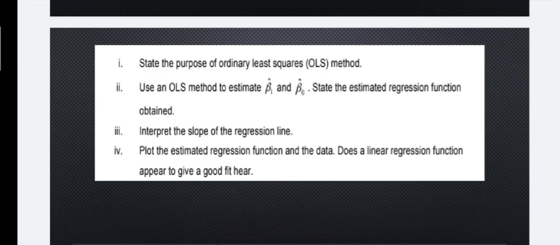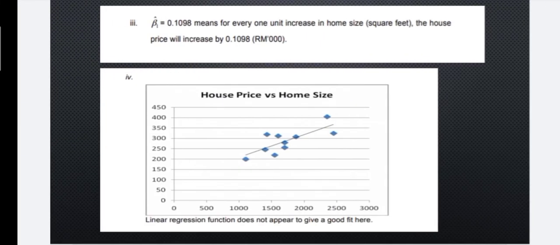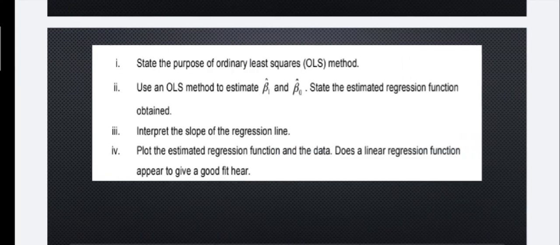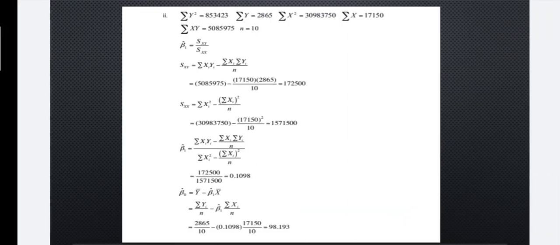Okay, the next question is to interpret the slope of the regression line. You need to interpret the slope. So the value of the slope is 0.1098, and the unit for Y is in thousands.